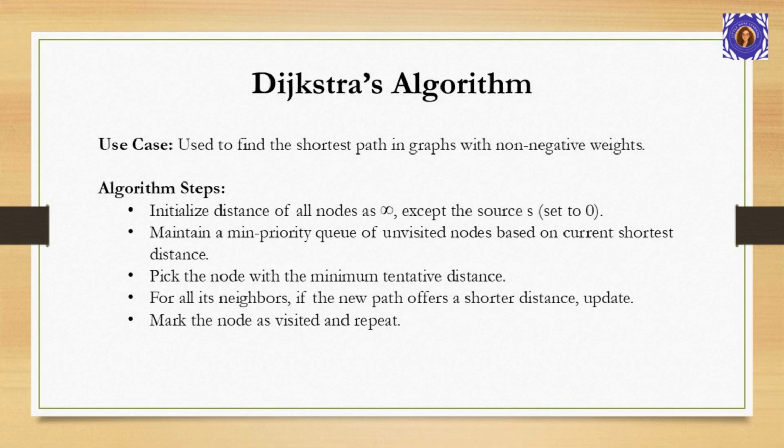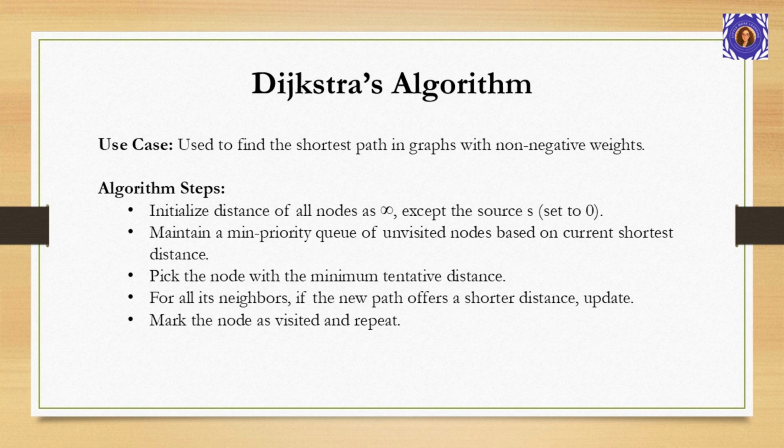Dijkstra's algorithm, developed by Dutch computer scientist Edsger Dijkstra in 1956, is used everywhere: GPS systems, network routing protocols, social network analysis, and even in video games for pathfinding AI. Let me walk you through the intuition before we dive into the steps. Dijkstra's algorithm works on a greedy principle. It always makes the locally optimal choice. We maintain tentative distances to all vertices and progressively relax these distances as we discover shorter paths.